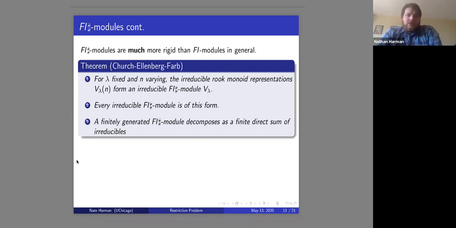So this buys you a lot. Being FI sharp is an unusual condition. FI modules just seem to appear everywhere in mathematics. FI sharp modules are a lot rarer.